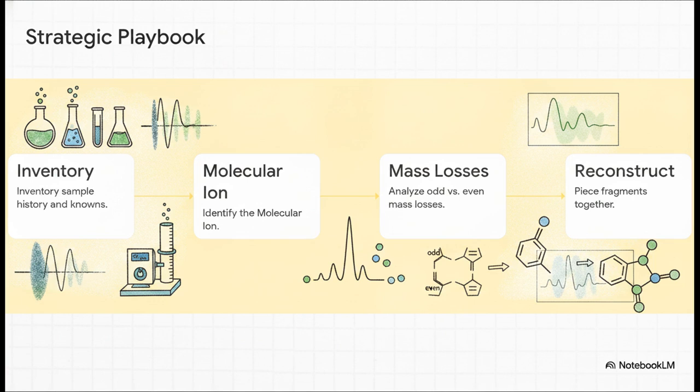First, take a thorough inventory. What is the sample's chemical history? Do we have infrared or NMR data we can cross-reference? Context is absolutely everything. Second, clearly identify that molecular ion and check its isotope cluster.